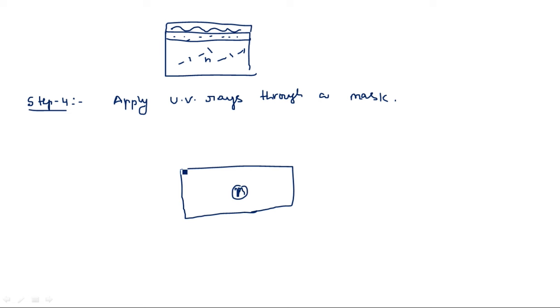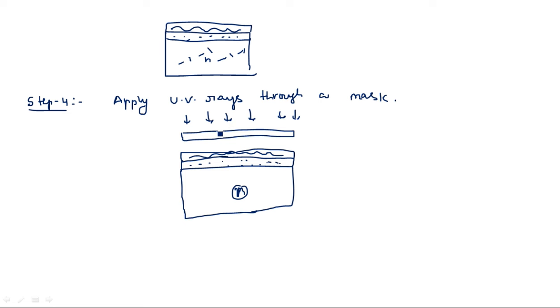Sorry, it is the n-type substrate. Now it is the oxide layer, and this one is the photoresist layer. This is the indication, oxide layer dots. Now take this glass mask and apply UV rays. So the mask should be at the center like this. Now what is the next step?